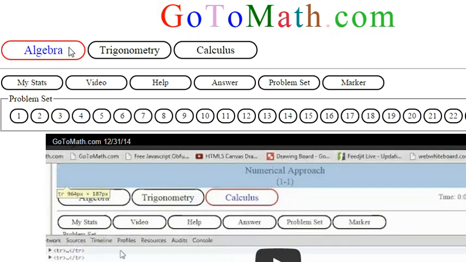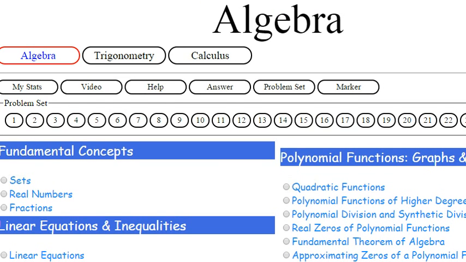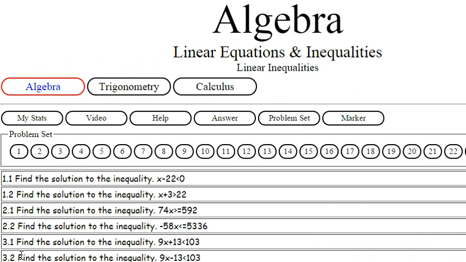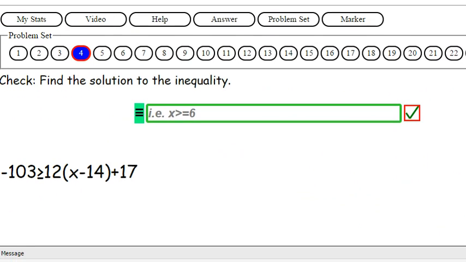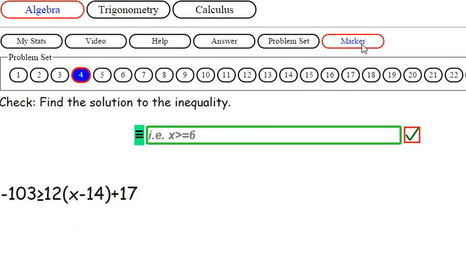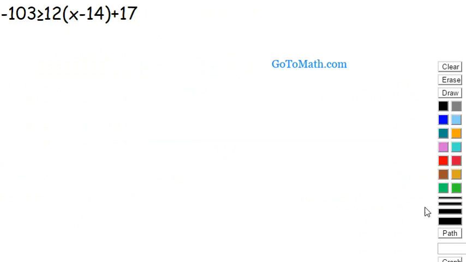Alright, we're over here at gotomath.com. Go down here to Linear Inequalities and 4.1, which you couldn't see on the screen there. Alright, bring up the marker boards. We have some drawn.